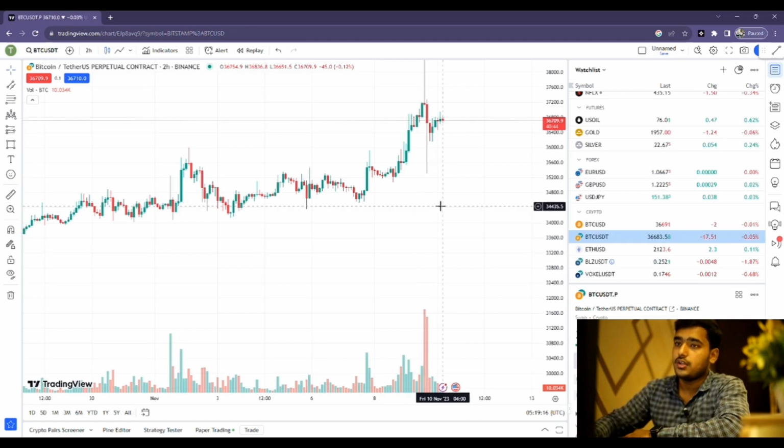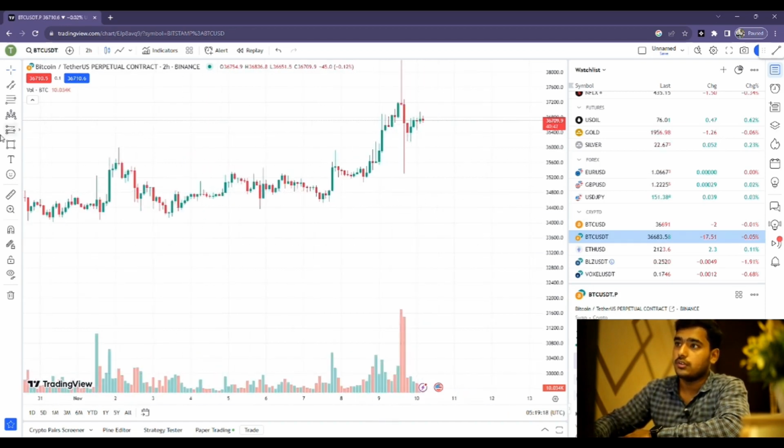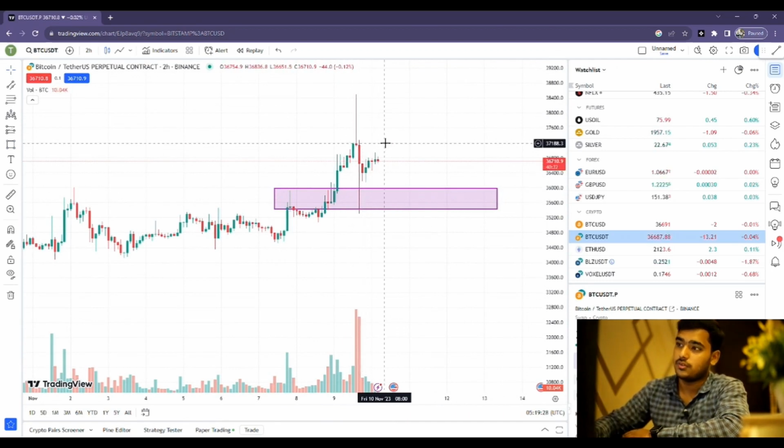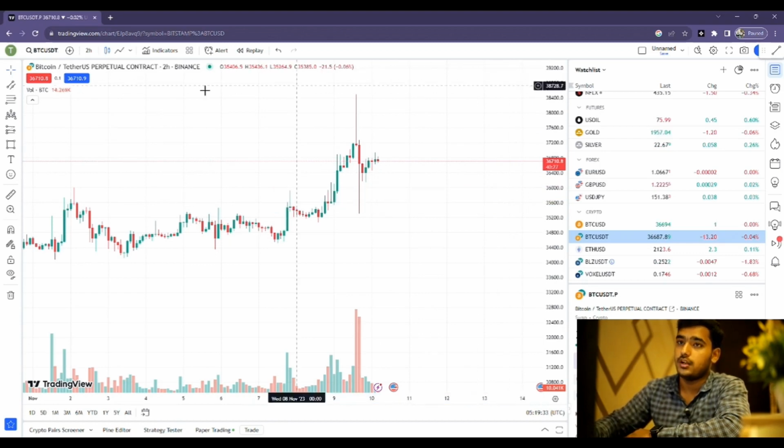All right. So let me just quickly draw the support here. As you can see, it was the support here. The market went up and down, tested the support, and bounced back. So this is how the support and resistance work, and rectangles are mostly used to draw supports and resistance.